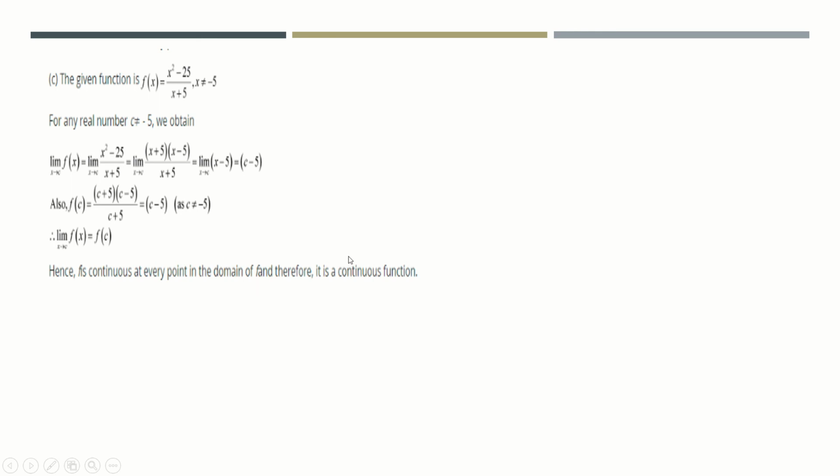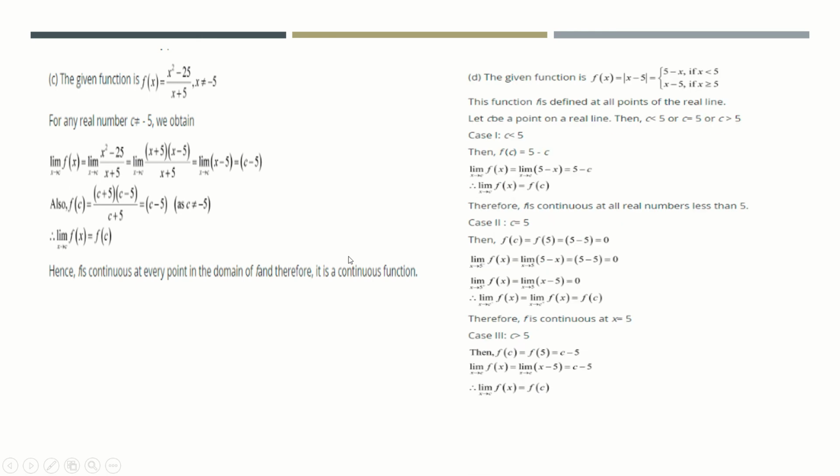The D question is, the given function is f of x is equal to modulus of x minus 5. Modulus means it takes the positive value as well as the negative value.